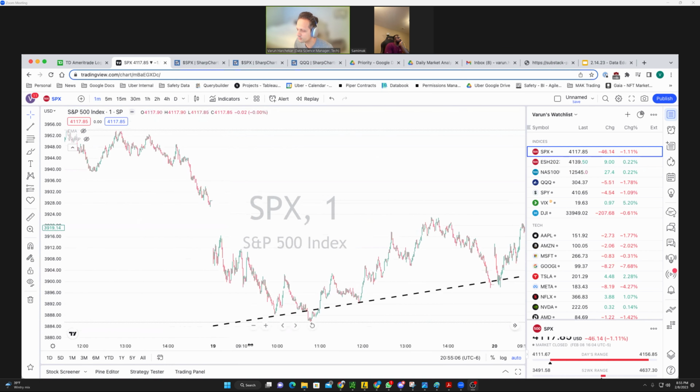Okay, so January 19th, right here. We opened, we gapped down from the day before, right? We gapped down here, went down here, tested the trend line. This is the dotted line. Tested the trend line, went up, and came back down and closed near the trend line.